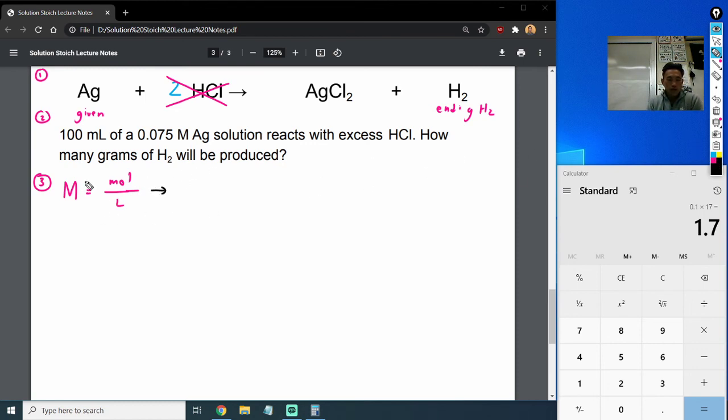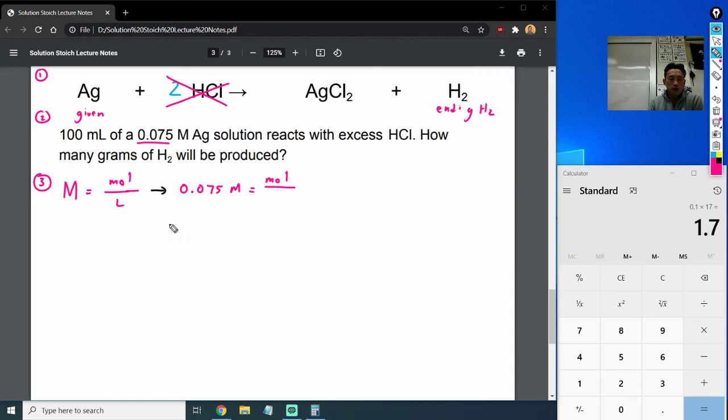Okay, so the number for capital M for molarity is going to be 0.075. So I'm going to plug in 0.075 molarity equals, I'm going to look for moles. So I'll put moles on the top. And then for liters, excuse me, my voice is cracked. For liters, we're going to have to turn milliliters into liters.